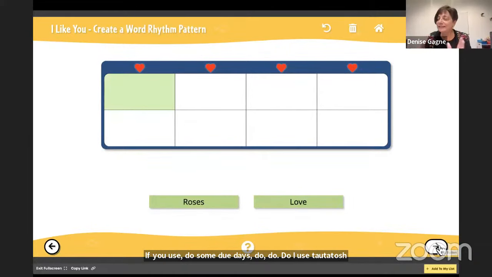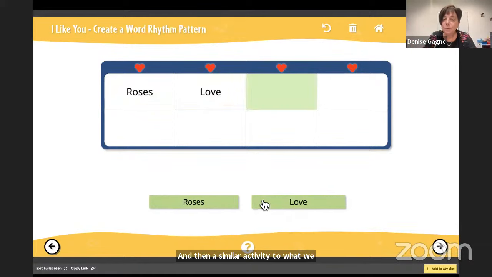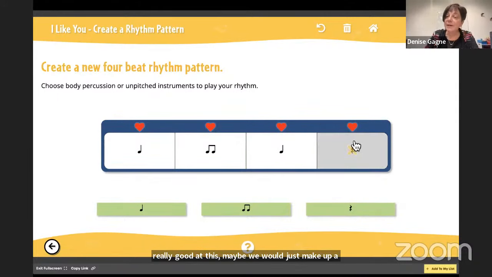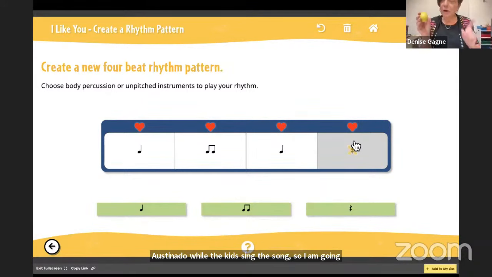And then a similar activity to what we did with Lunar New Year, two sounds, one sound, with roses and love. And if you want to just go right to notes with your kids, if they're really good at this, maybe we would just make up a pattern like this. And I would use this pattern as an ostinato while the kids sing the song. So I am going to try playing the ostinato on a shaker, and you're going to help me sing the song.